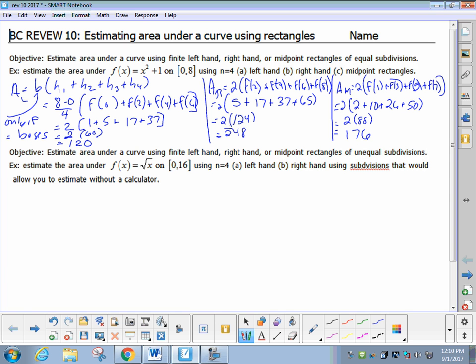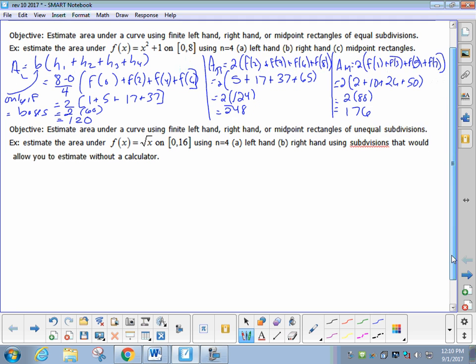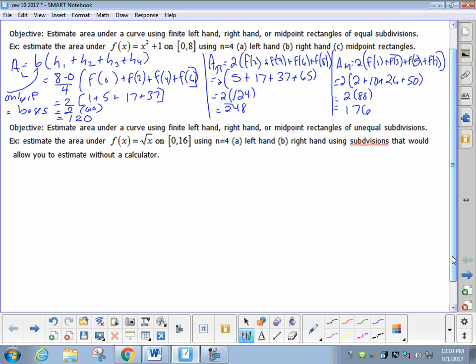Which do you reckon is the most accurate? The midpoint. The midpoint is the most accurate, typically, of the three. We will eventually get on to right-hand only, but we'll build up to it.